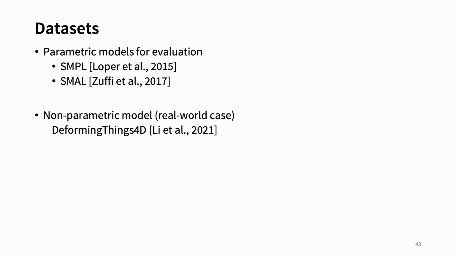Now I will explain the result. For the experiment, we use three datasets containing a variety of characters. SMPL and SMAL are parametric models used for evaluation, and DeformingThings4D represents the real-world case.